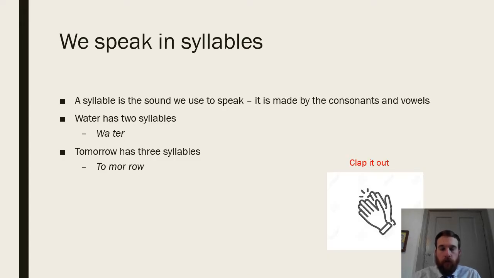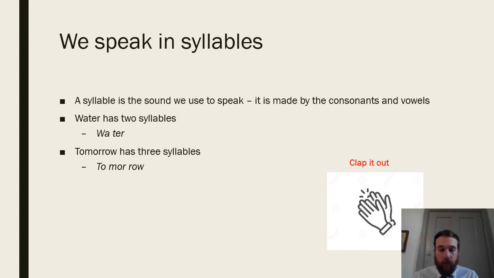So iambic pentameter uses a lot of things that feel natural and then puts a lot of fancy words on it. So the first thing I want to cover is something that you probably covered in preschool and in kindergarten, is the idea of syllables. So a syllable is the sound that we use to speak. It's made by the way that consonants and vowels interact, like A, E, I, O, U, and then all the rest of the letters. So a word like water has 2 syllables, water.